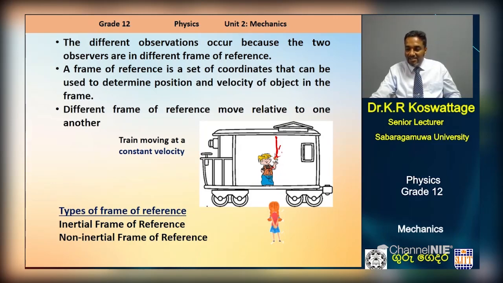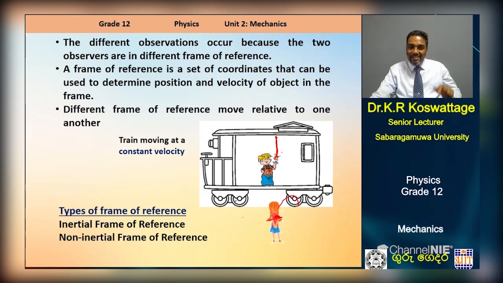However, let's suppose there is an observer here. According to the observer standing there, the ball would appear to travel in a parabola. So according to the observer here, it appears like a parabola. Here you can understand this parabolic motion as having a constant horizontal component of velocity equal to the velocity of the train.